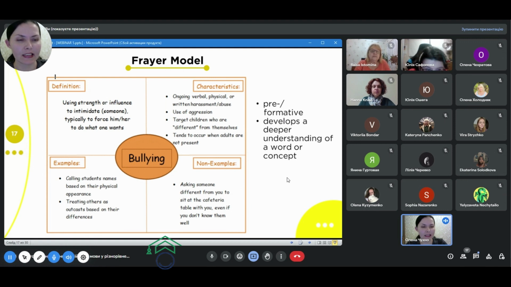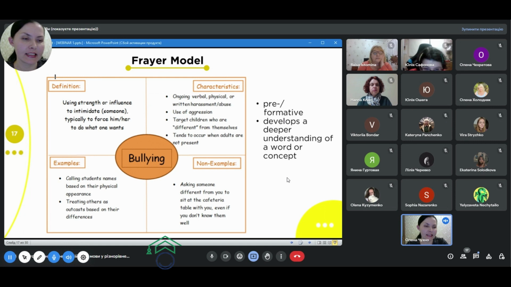This model is a kind of graphic organizer. It can be used as a pre-assessment and as a formative assessment. Its advantage is that it develops a deeper understanding of a word or concept. For example, your students have read a text about bullying. This graphic organizer consists of 4 categories of information, so to say. The first one is definition, then characteristics, then examples, and non-examples.